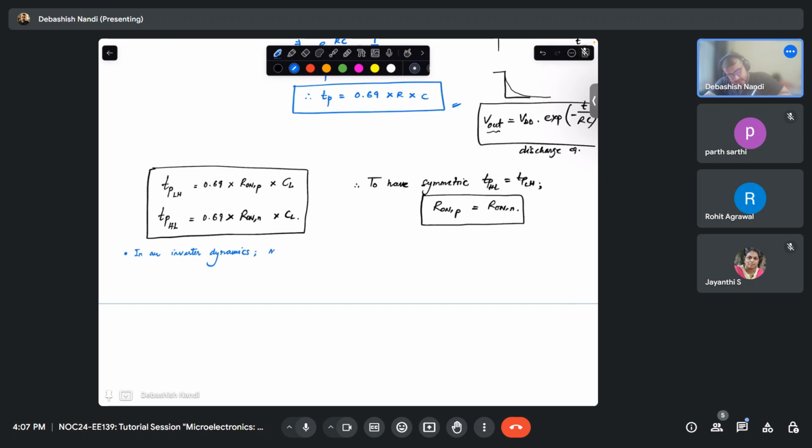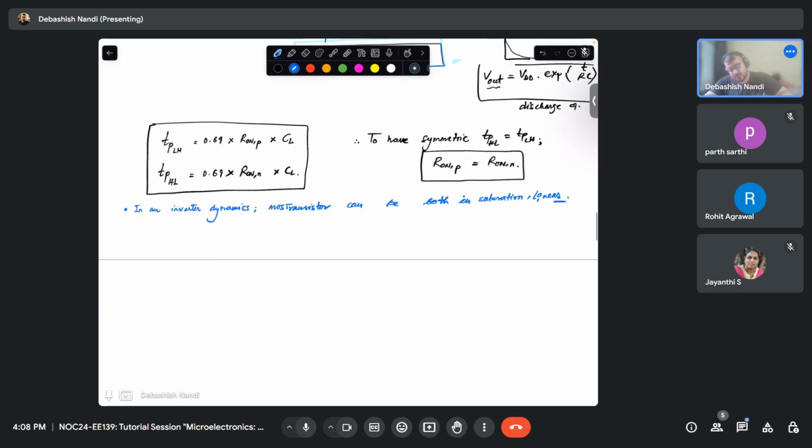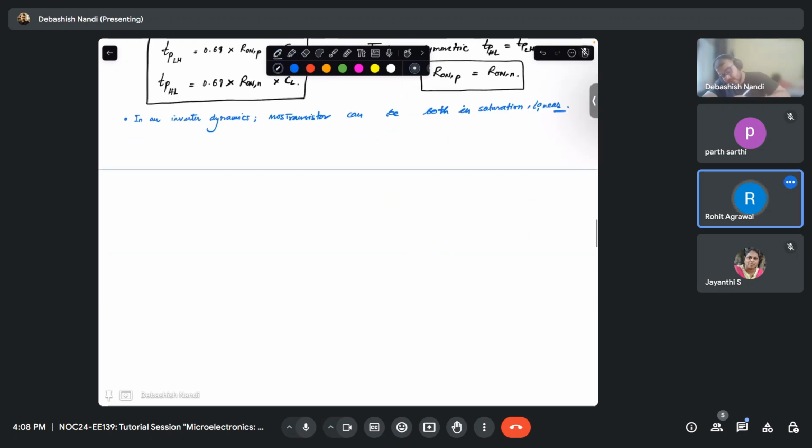dynamics, MOS transistor can be both in saturation as well as linear. This we have seen, right? While deriving the VTC, it can be in both of these. Cutoff we don't worry, because then my R on is simply infinity. It is an open circuit. So what is the equation for IDSAT and IDS lin?